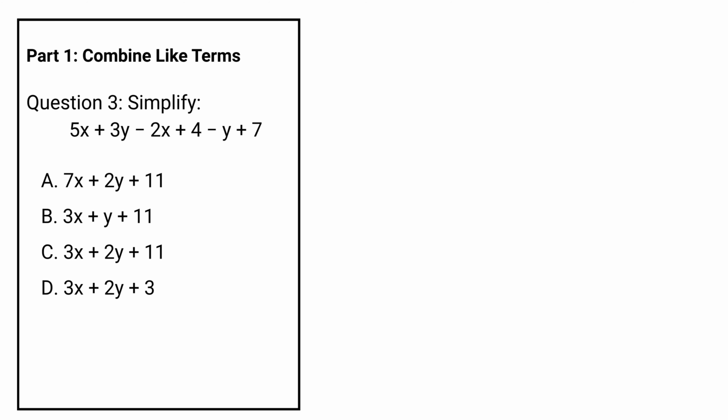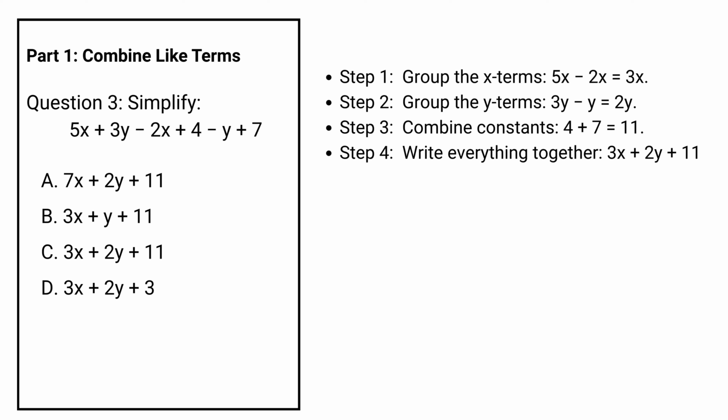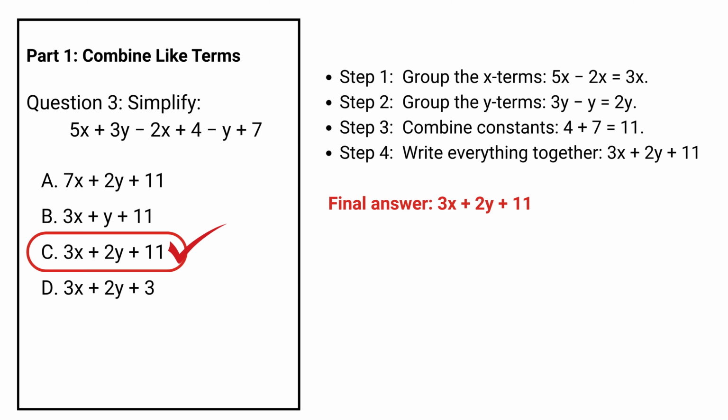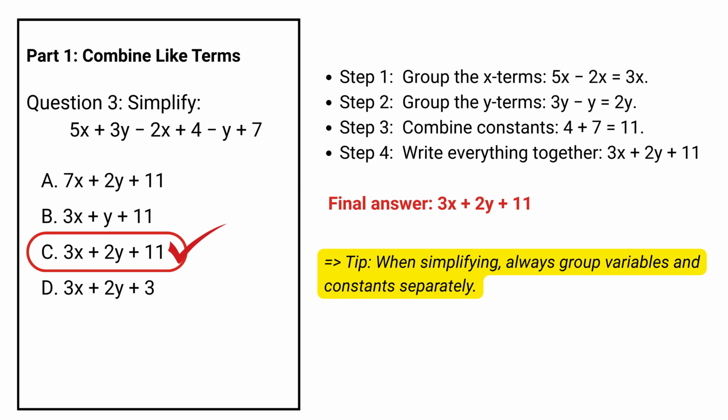Let's try something with a mix of variables and numbers. Simplify. 5x plus 3y minus 2x plus 4 minus y plus 7. Okay, let's group it carefully. For x, 5 minus 2 gives 3x. For y, 3 minus 1 gives 2y. And for the numbers, 4 plus 7 equals 11. Now bring everything together. 3x plus 2y plus 11. That's it. Take your time to identify each group before you simplify.